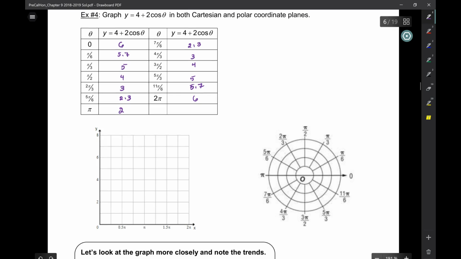So at x equals 0, it's 6. At pi over 2, it's 4. You'll notice on the Cartesian, I'm not putting in the pi over 6 or the pi over 3s. I'm just putting the half ones because I just want a general graph. Then on the other one, I want to make it more detailed. So the value is 2 at pi. And then it's 4 at 1.5 pi, and then finally here.